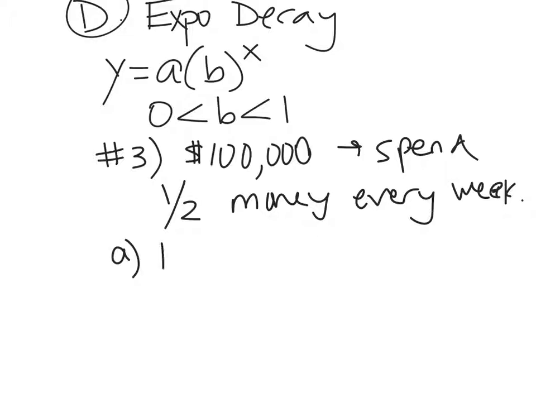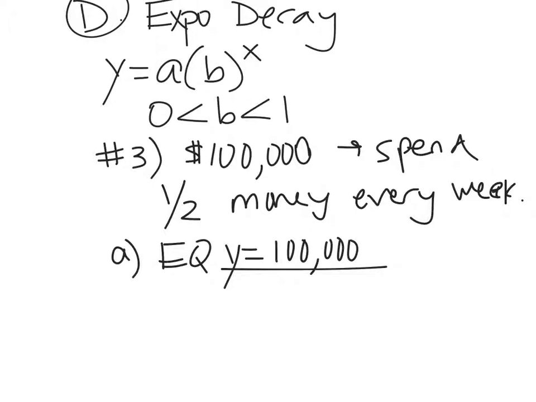Okay, so here we go. Letter A, I want to write an equation. Always start by writing an equation for these with variables in them so that you can just change your variables when you need to. So here's our equation. Y equals your initial amount, $100,000. Your decay factor is 1/2 to the x.